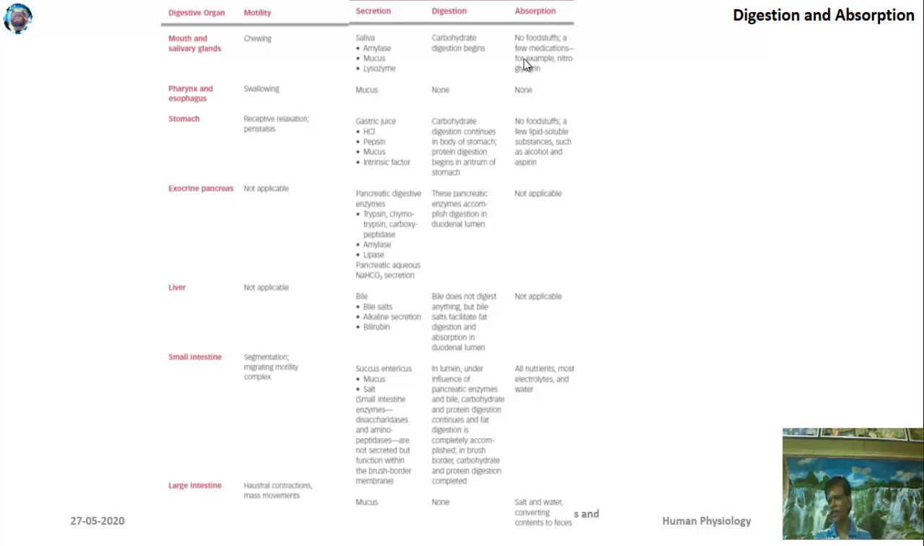So we can see the digestion and absorption on the basis of the biomolecules, or you can study the digestion and absorption on the basis of the organs. So what happens? That is also something we can see. That is what this table clearly indicates, organ-wise digestion and absorption.